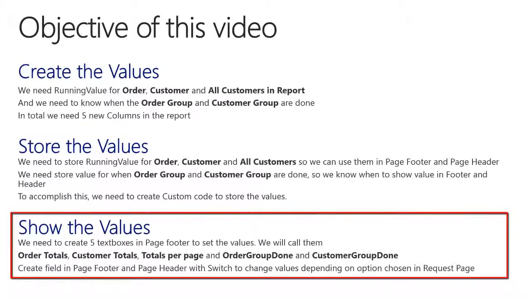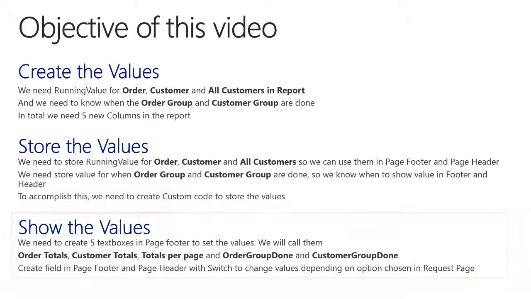For showing the values, we need to create 5 text boxes in the page footer to set the values. We will call them order totals, customer code totals, totals per page, and order group done and customer group done. And finally, the most important part, we will create the Transfooter text box in the page footer and the Transheader text box in the page header. In both these text boxes, we will create a switch which changes values depending on the option chosen by the user in the request page.